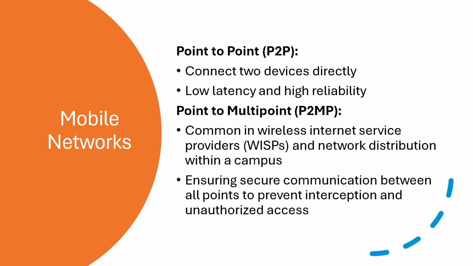Let's get started. Mobile networks. Point to point or P2P. Point to point networks connect two devices directly. They are used in scenarios where a direct high speed link is required, such as connecting two buildings with a microwave link. They provide low latency and high reliability.